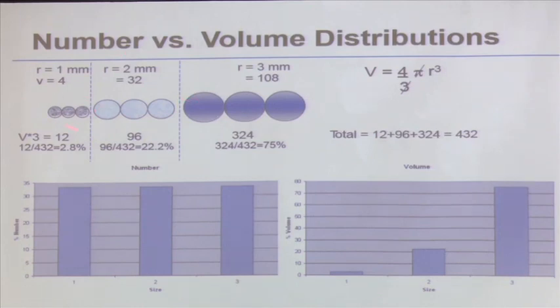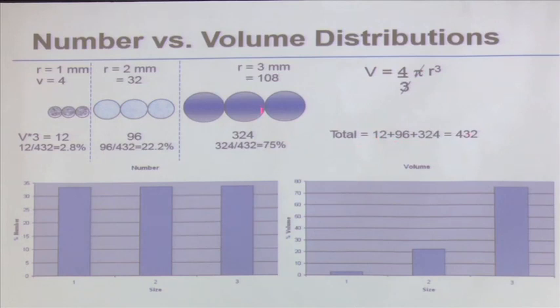Suppose I have these 3 particles with a radius of 1 millimeter. The volume is 4/3 πr³, so I can calculate the volume. Suppose it is 1 millimeter, this is 2 millimeter and this is 3 millimeter, and I have this distribution. You have 3 particles in each class. So, I can calculate their volumes, and then I can get the volume distribution.